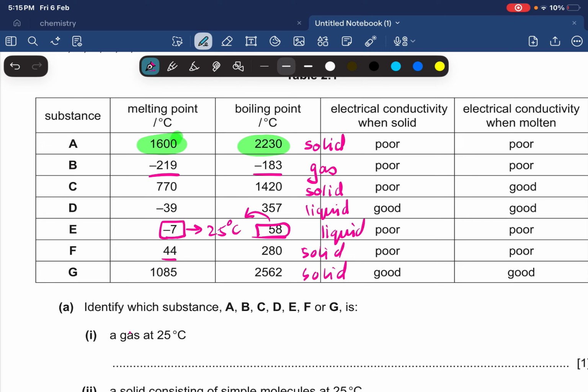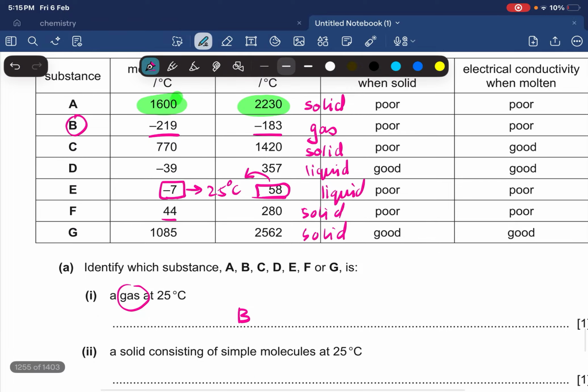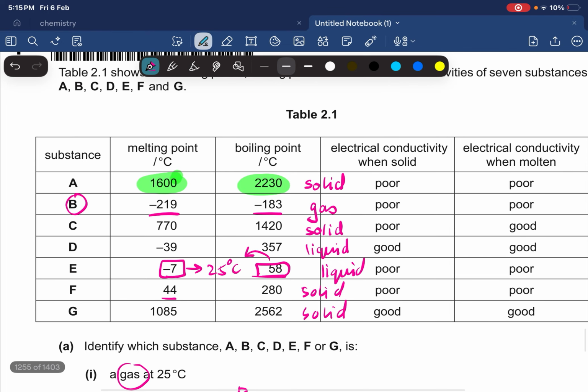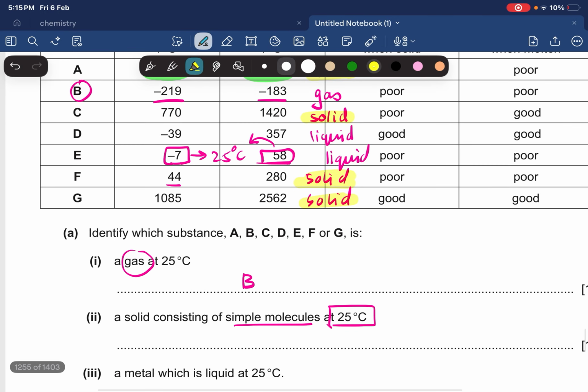Now we have to figure out which is a gas. So there's only one gas, which is B, right? Next, a solid consisting of simple molecules at 25. So firstly we need to figure out a solid. So let's highlight all the solids we have. Solid, solid, solid, solid. Now we have to consider simple molecules.